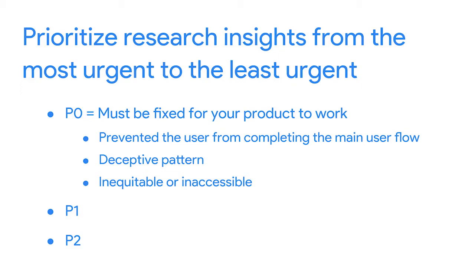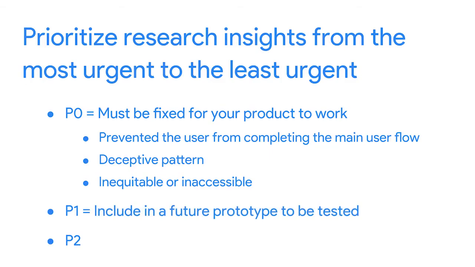One reason you might not consider it as a priority 0 is that even without the recurring appointment feature, the user can still complete the main flow in the app. You could reason that the extra ability to make a recurring appointment with a dog walker would improve the user experience, and therefore could be considered a P1 to include in a future prototype to be tested.